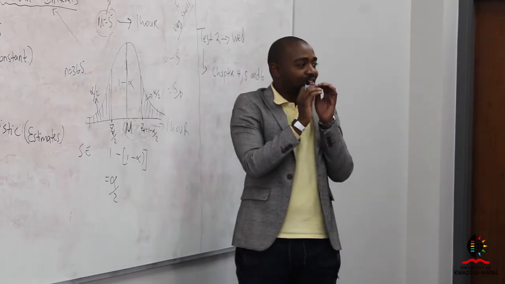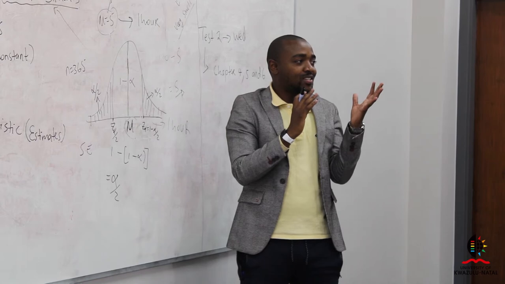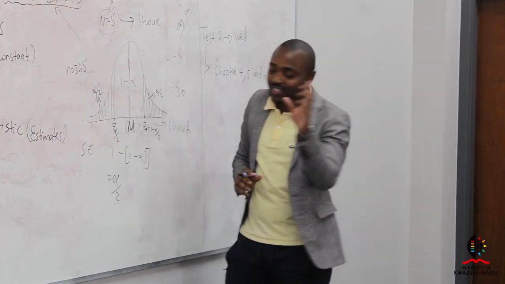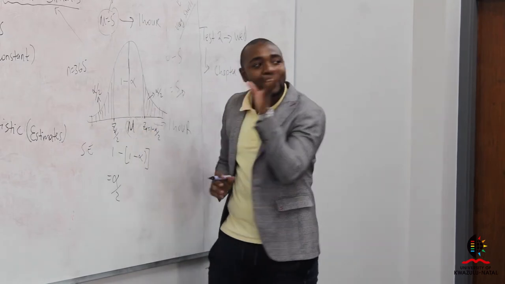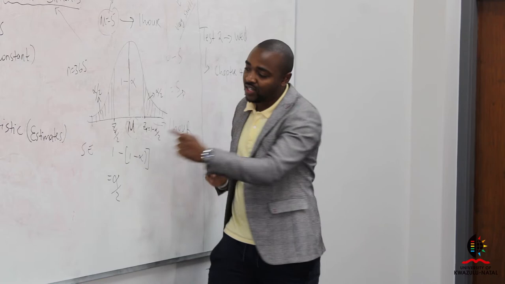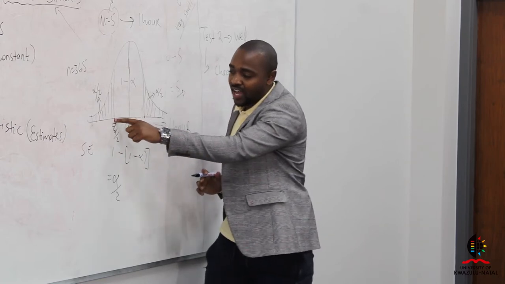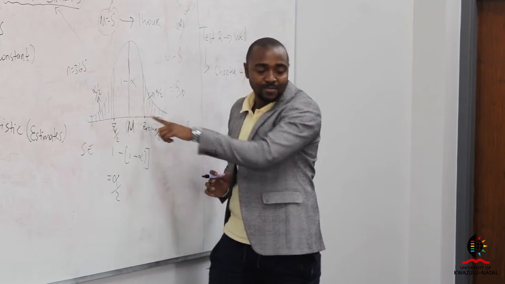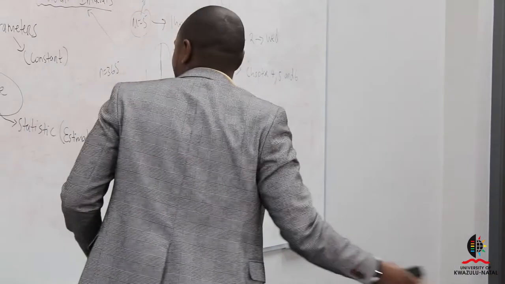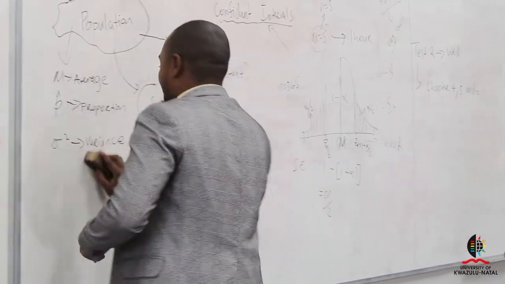Guys, am I moving too fast? Okay, you know that your parameter is the number which is between point A and B, right? Okay, so let me show you something so nice.